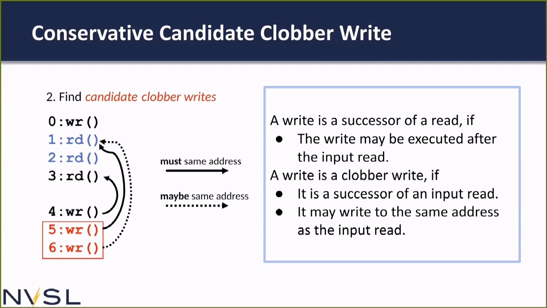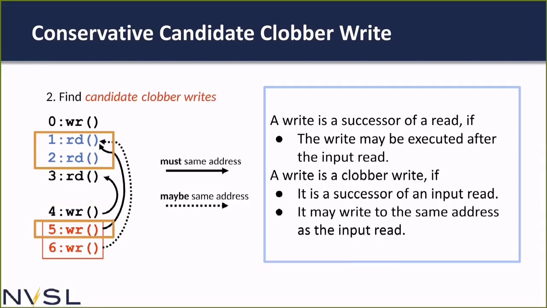The second step uses these reads to conservatively find all possible candidate clobber writes. The compiler identifies clobber writes for each input read. Candidate clobber writes include all successor writes that may write to the same address as the input read. In this example, write 4 is a successor of input read 1 and input read 2, but it will not write to the same address as the input reads, so it is not a candidate clobber write.